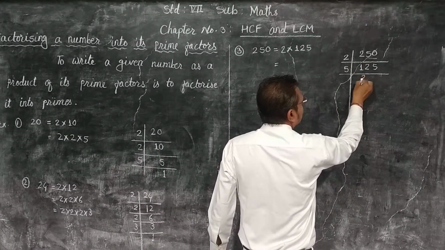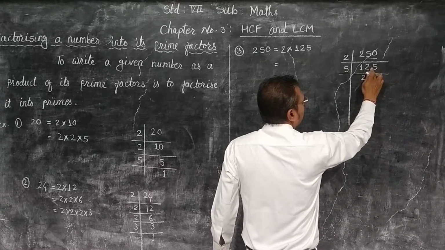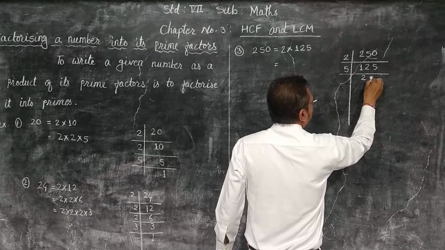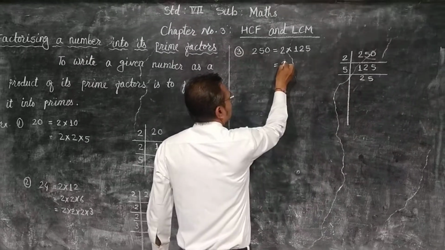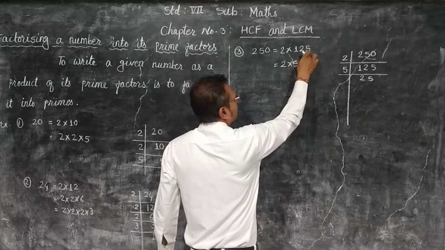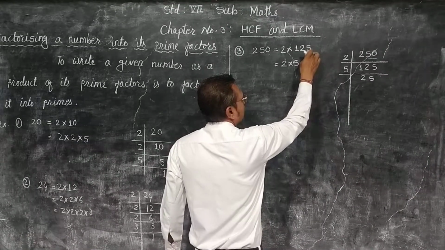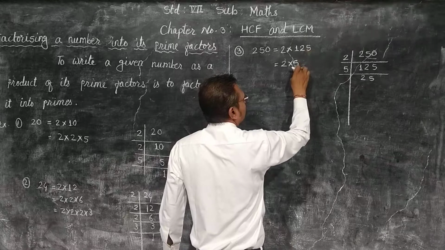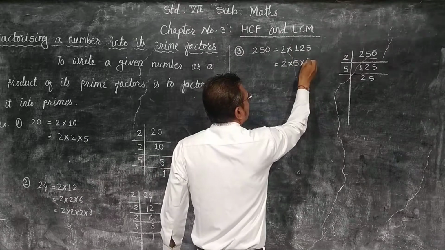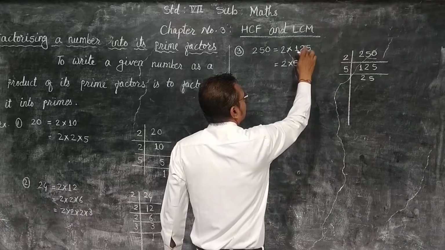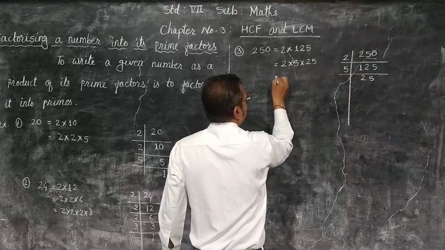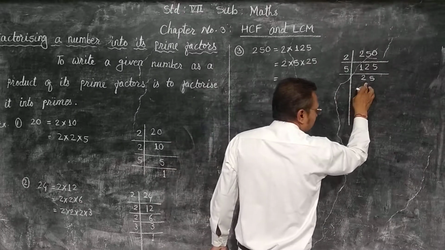5 2s are 10. Carry 2, becomes 25. 5 5s are 25. Here also 2 into 5. Now, because in the unit place there is 5, we use the test of divisibility by 5. 5 2s are 10. Remain 2, becomes 25. 5 5s are 25. But 25 is not a prime number.